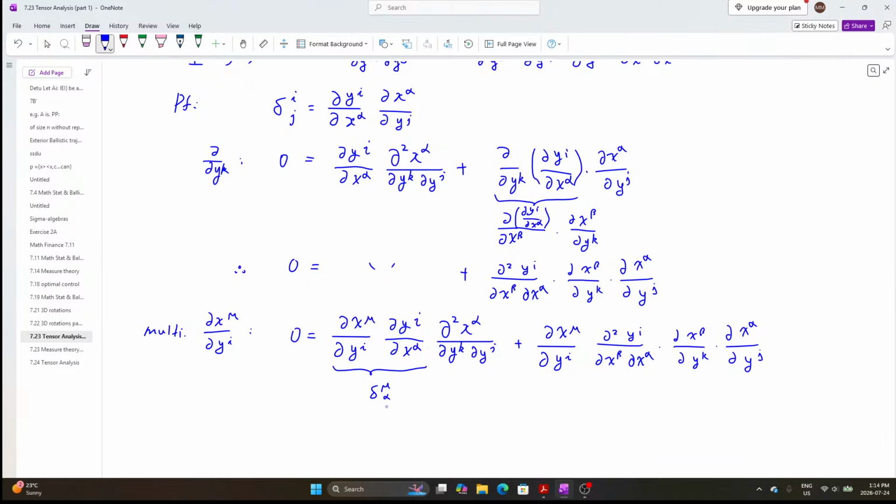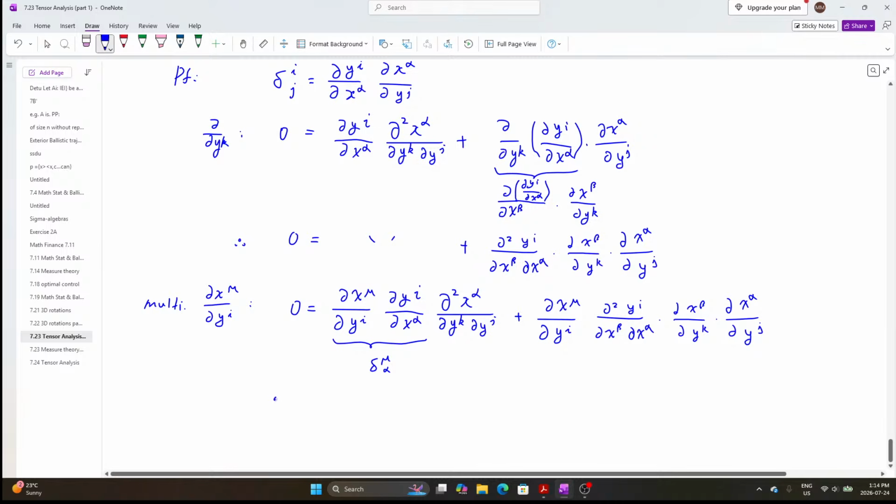So you see here, because you got a delta mu alpha, and it is multiplied by another term with the same index alpha, in that term you just swap alpha to mu. That will be it.